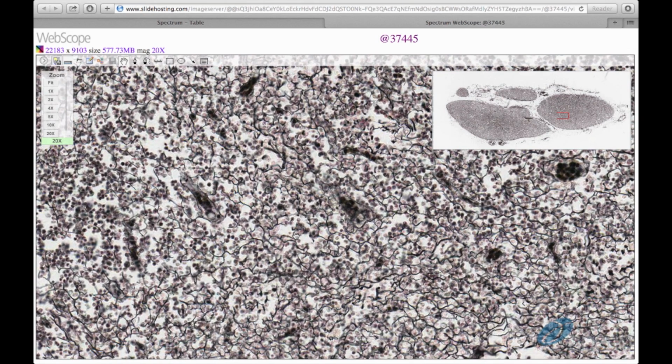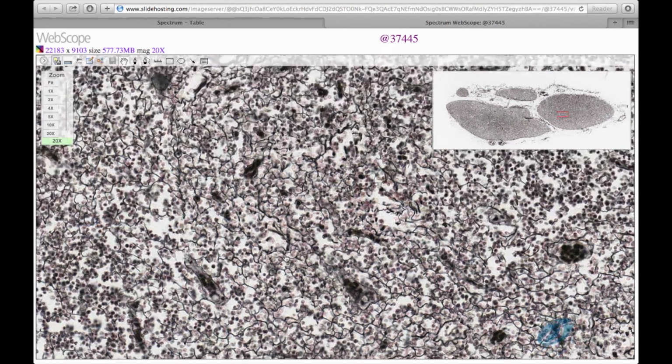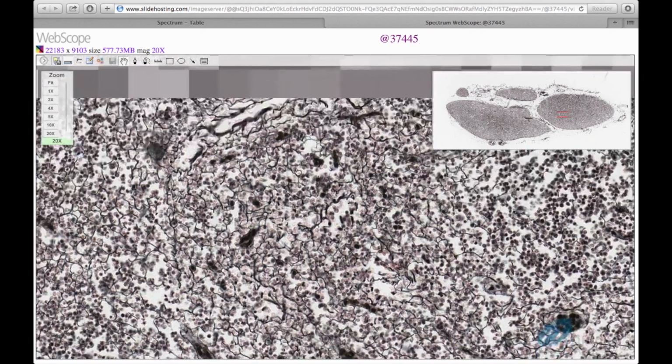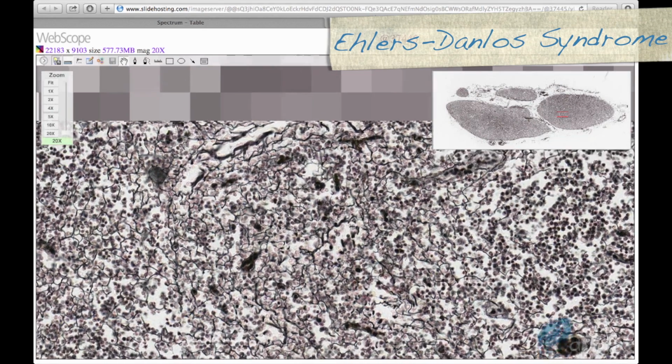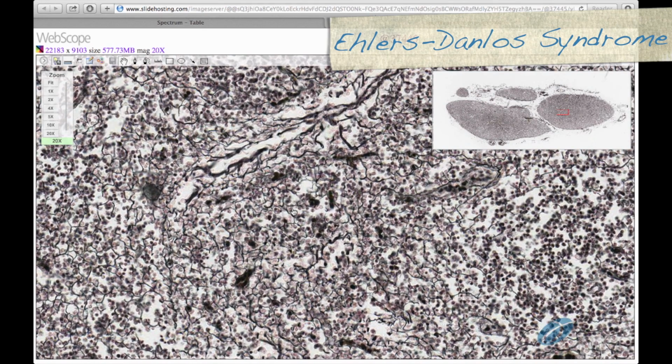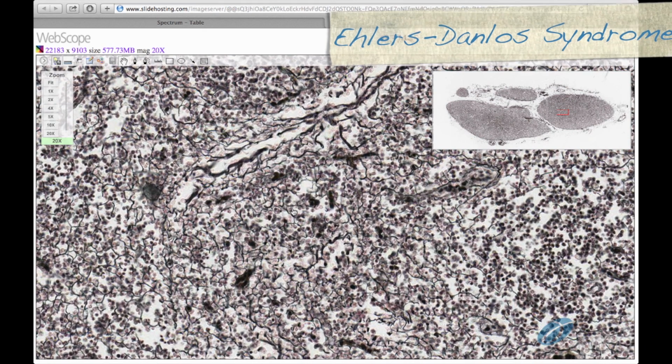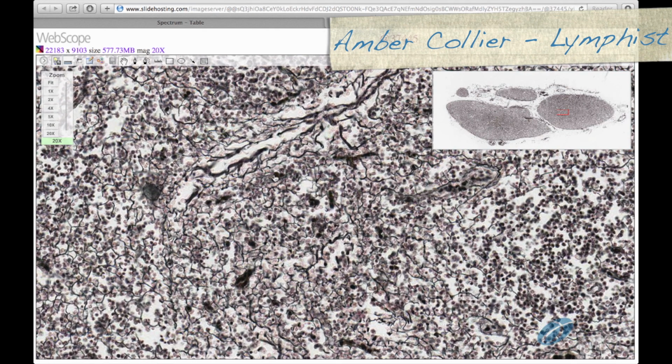Reticular fibers are found in tissues throughout the body. However, you can't see them histologically unless you stain for them. As a clinical side note, Ehlers-Danlos syndrome, which is characterized by extremely mobile joints and stretchy skin, can be caused by decreased reticular fiber synthesis. Thank you. That was our lymphatics expert, Amber Collier.